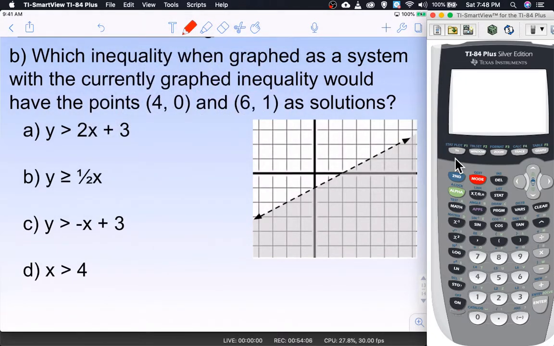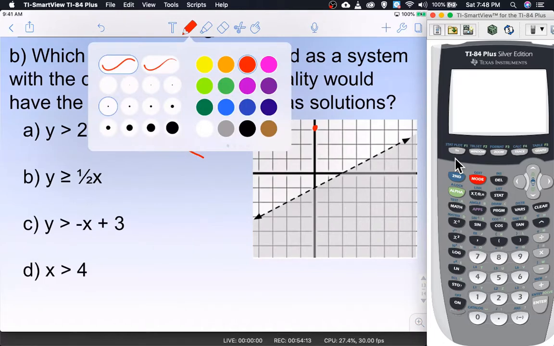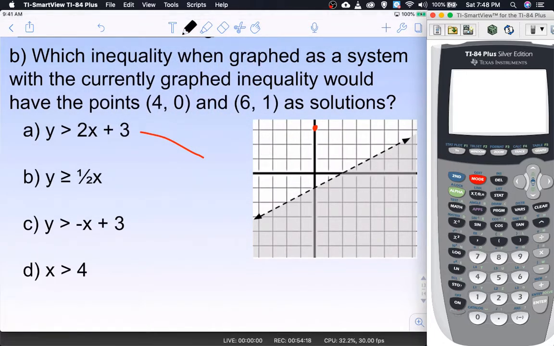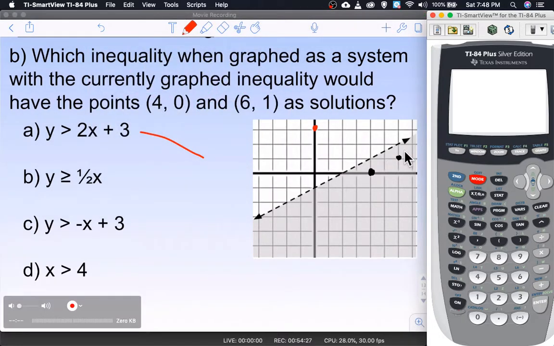All right, so I'm going to start graphing. Oh, I should actually probably graph these 2 points while I'm thinking about it. So point (4, 0), all right, cool. And (6, 1). So I'm looking for which lines make these 2 points solutions of both. It's already a solution of this graph line, but which of these would these 2 points still be a solution? So let's see.